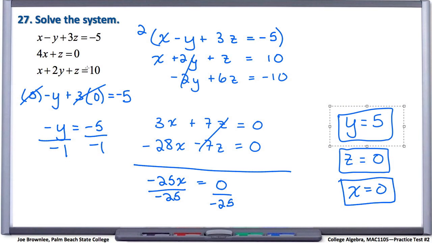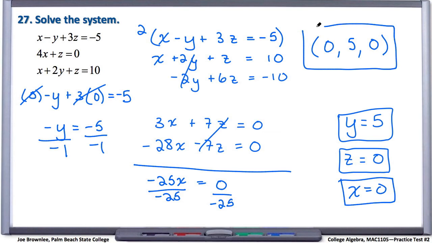Now, with a system with 3 equations, you still are going to write your solution just like you would a system of 2 equations and 2 unknowns. This time we're going to write it as an ordered triple, meaning x, comma, y, comma, z in alphabetical order. So x, comma, y, comma, z. And there we have a solution to the system of 3 equations, 3 unknowns.